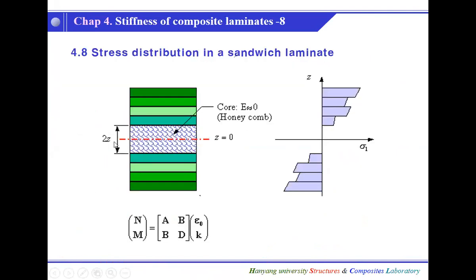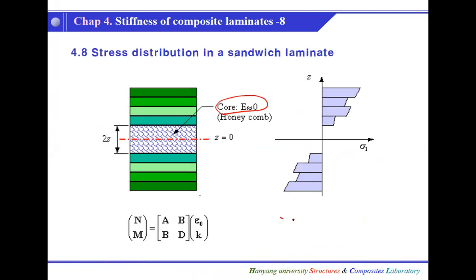Well, there is one small chapter. It's called stress distribution in a sandwich laminate. But this is not much. Using your tools is very easy. I mean, this is a very common, very important structure. Say we have core materials. And what is the purpose of a core? Why do we call it core? Why do we need a core inside the structures?